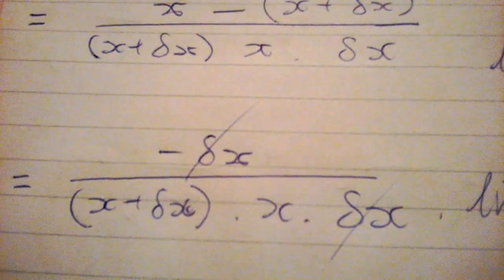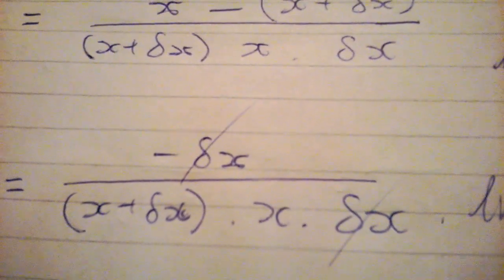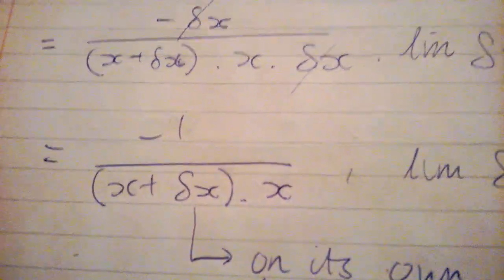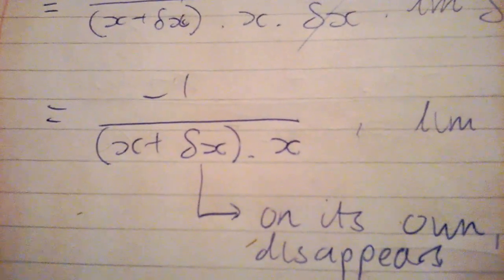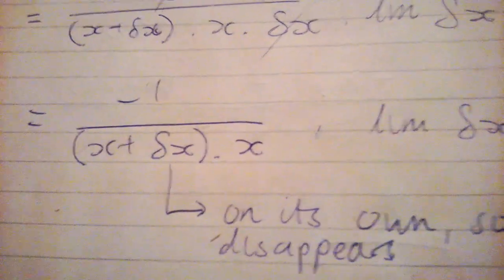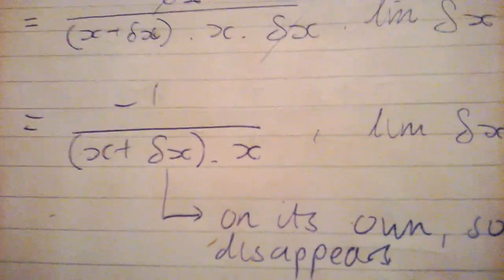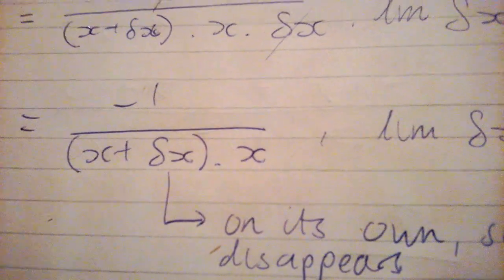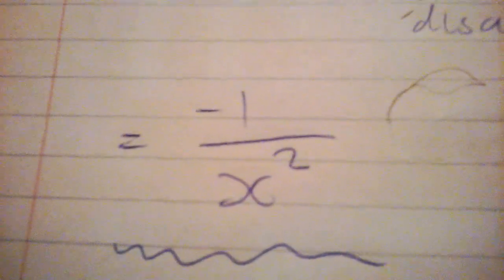So in this case, we can see the delta x on the top cancels with the delta x at the bottom to give us at the top just minus 1. So what we've got then is minus 1 over x plus delta x, all times x, with a limit as delta x tends to 0. Now here, we've just got delta x on its own, so it'll just disappear because there's nothing to cancel out with. So you've just got minus 1 divided by x times x. So that is minus 1 over x squared.